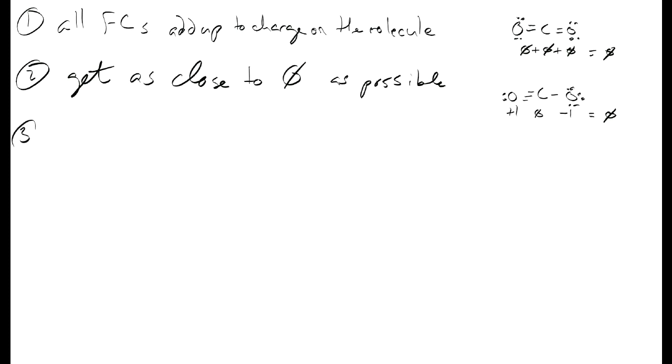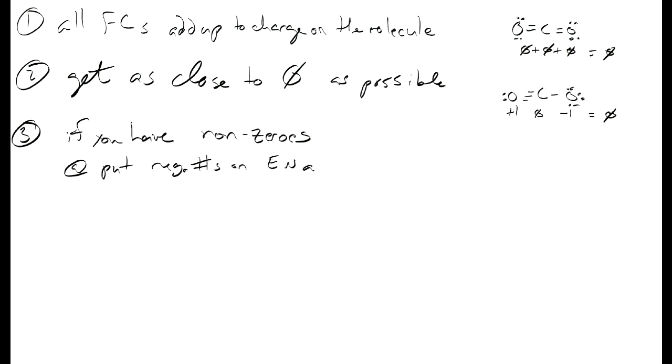Three, if you have non-zeros, put negative numbers on more electronegative atoms, and put positive numbers on less electronegative atoms. There'll be examples of that in a minute.